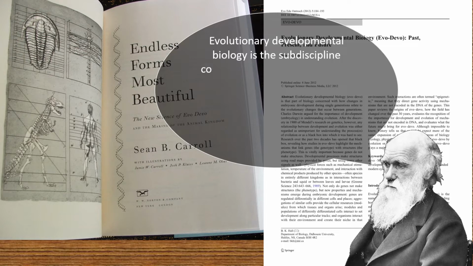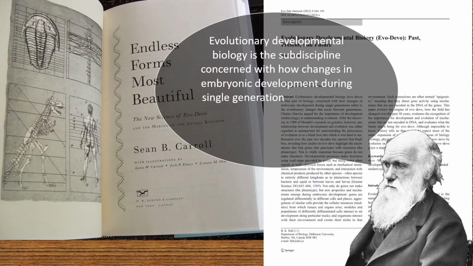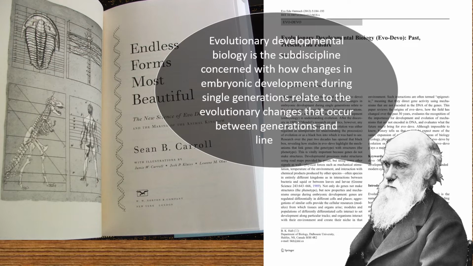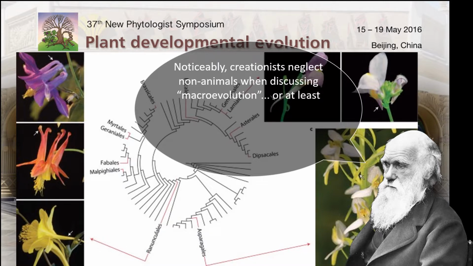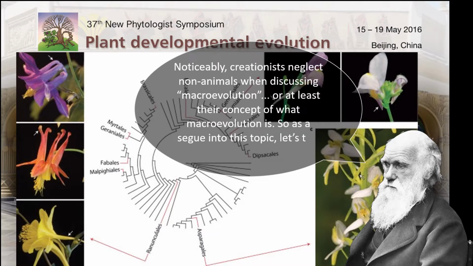Evolutionary developmental biology is the subdiscipline concerned with how changes in embryonic development during single generations relate to the evolutionary changes that occur between generations and lineages. Noticeably, creationists neglect non-animals when discussing macroevolution, or at least their concept of what macroevolution is. So as a segue into this topic, let's talk about plants.